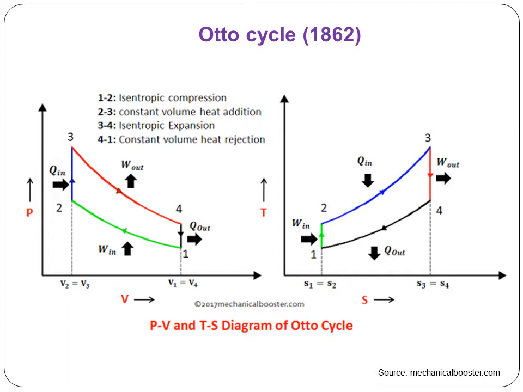Now there are various assumptions which we need to consider while analyzing these cycles. So these cycles consist of four processes. The first process from 1 to 2 is the isentropic compression process, then 2 to 3 is the heat addition process, 3 to 4 is the expansion process, which we also call the power process, and the final one is the heat rejection process.